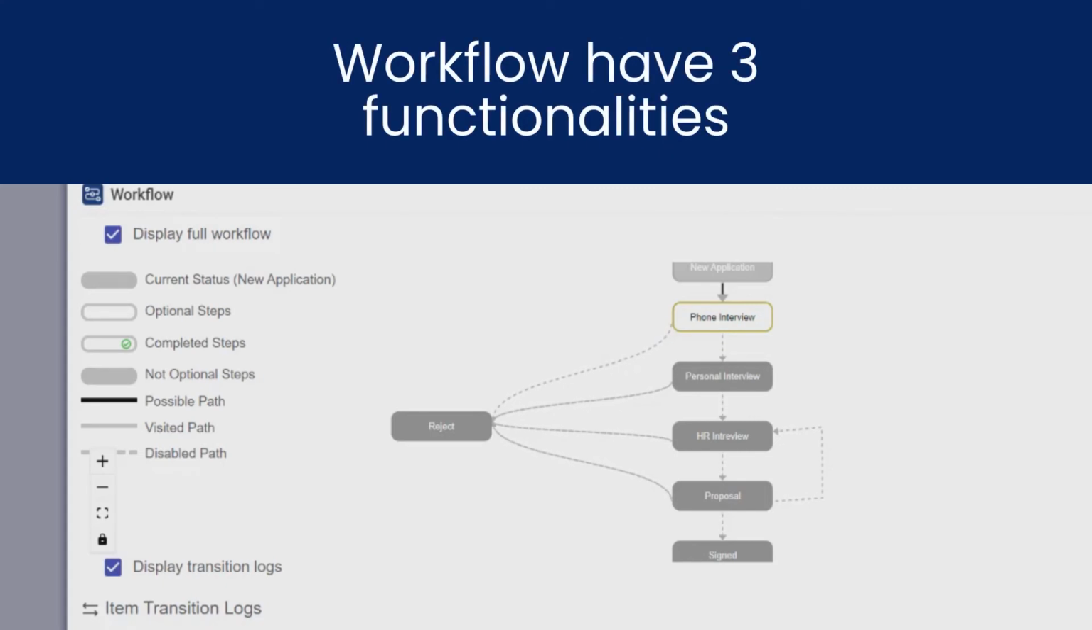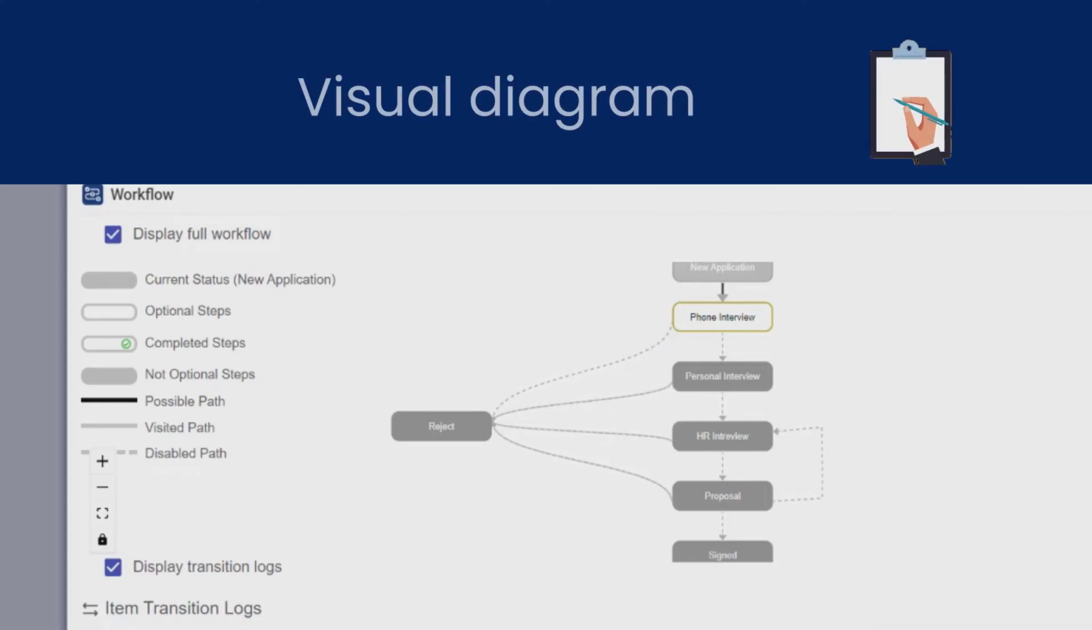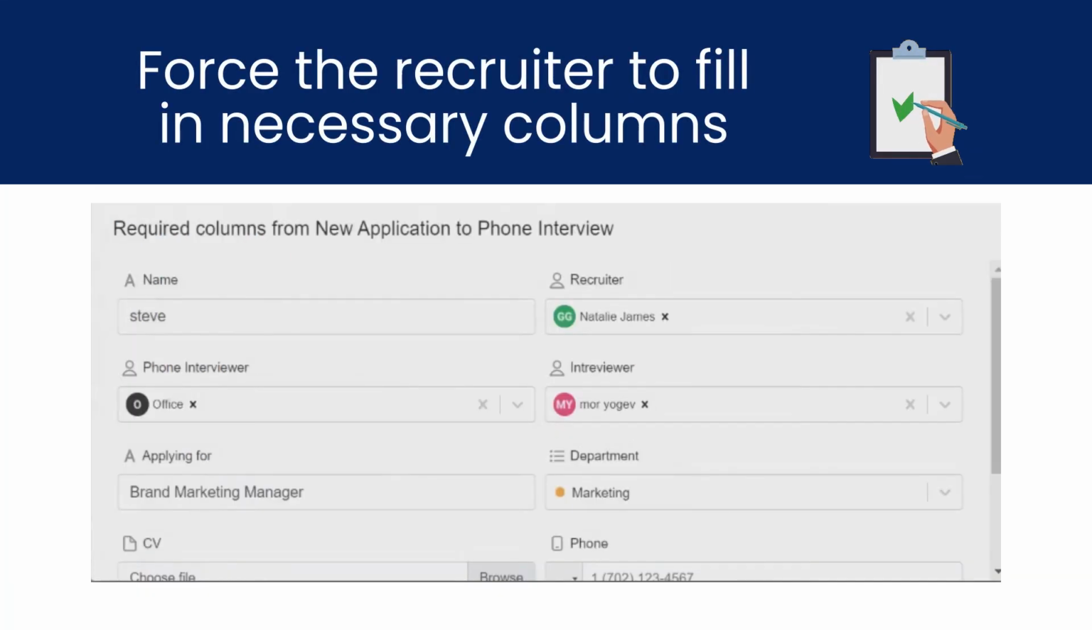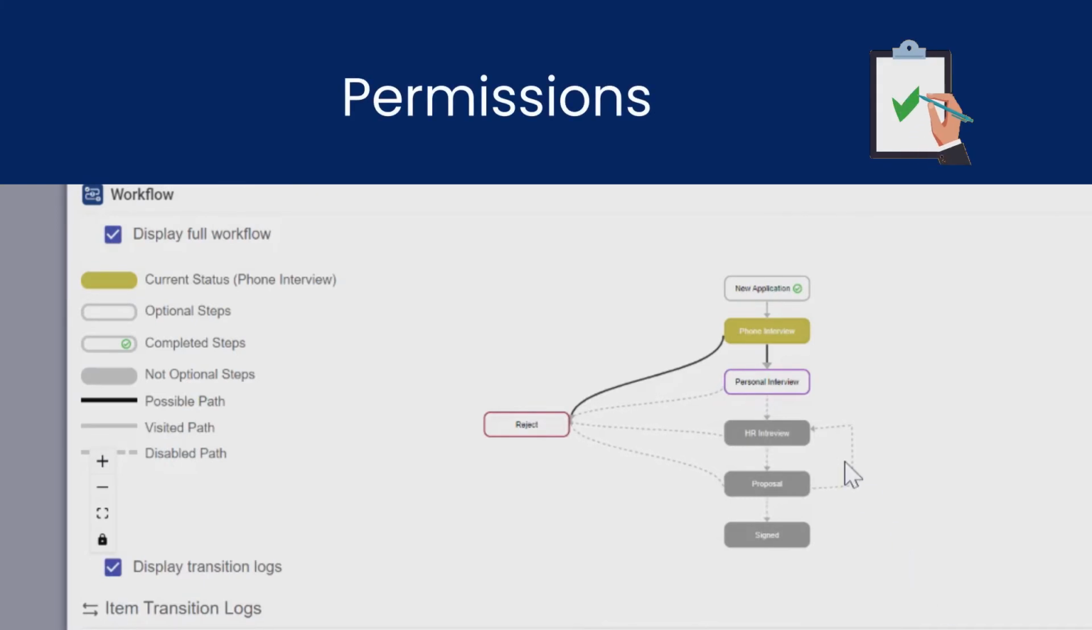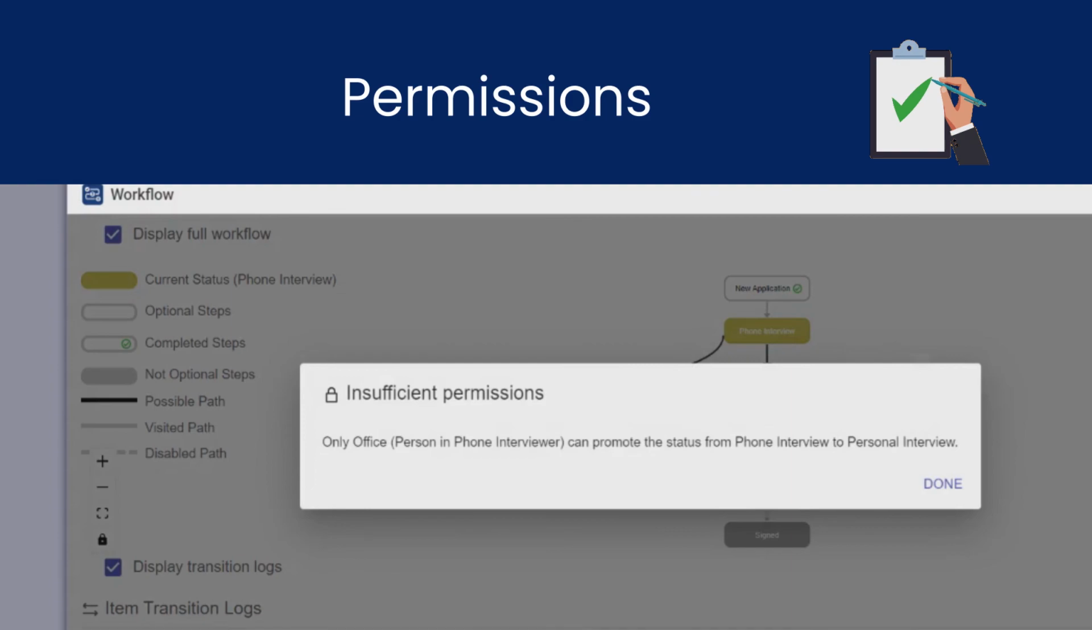Workflow has three major functionalities. First, a visual diagram showing the entire recruitment process. Second, force the recruiter to fill in necessary columns at each stage before moving on to the next stage. And third, permissions. Only cleared personnel can advance a candidate to the next stage.